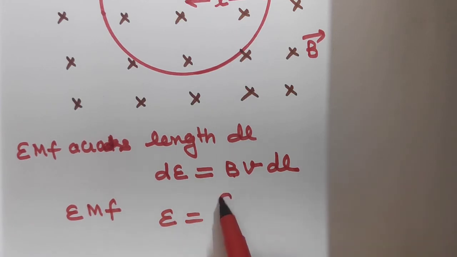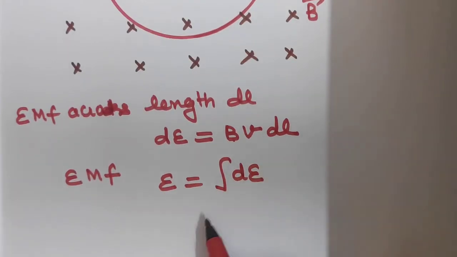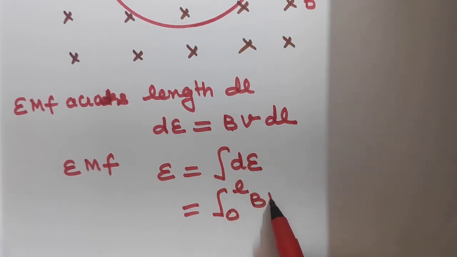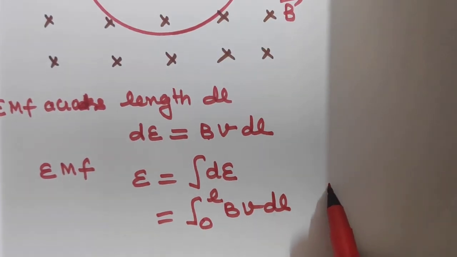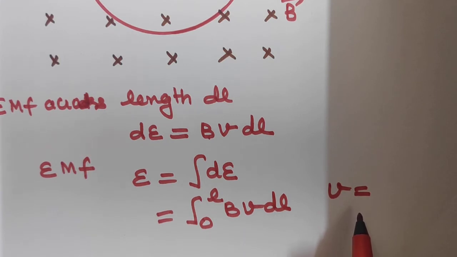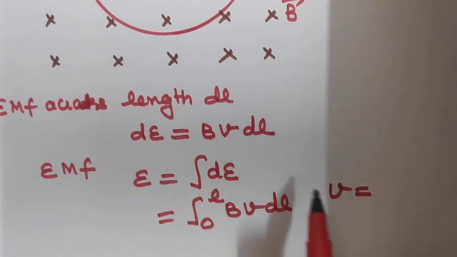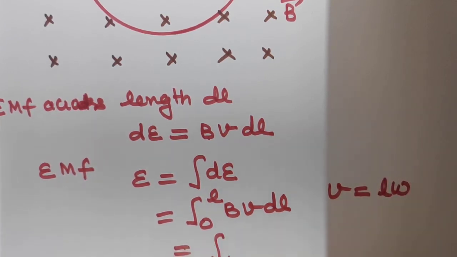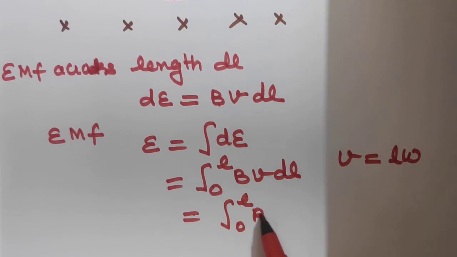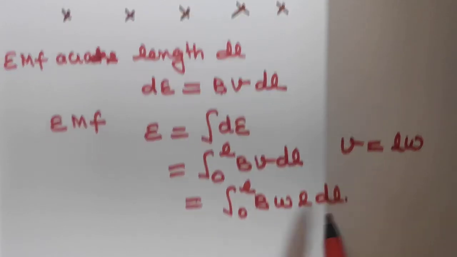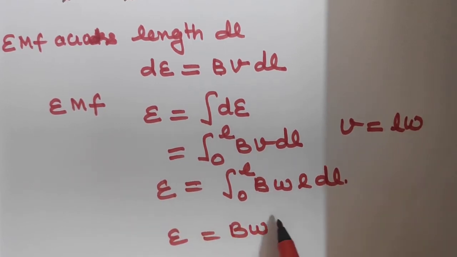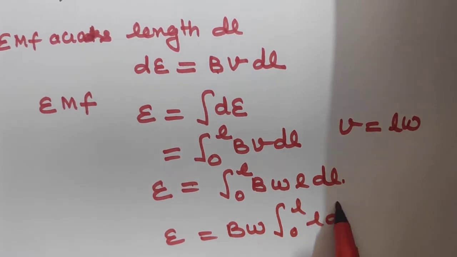Now the EMF across the rod of length L, that EMF induced, will be E equal to the integral of dE, that is the integral from 0 to L of B V dl. And V equal to how much? We know the formula between linear velocity and angular velocity, that is V equal to R omega. So here the radius is L, so V equal to L omega. So the integral from 0 to L of B omega L dl. This is the EMF. So E equal to B omega times the integral from 0 to L of L dl.